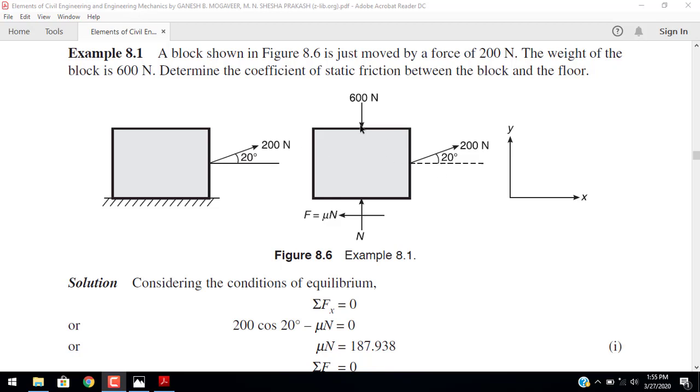Next let us consider the free body diagram of this block. With respect to this block, 600 Newton will be acting in the downward direction, that is the self weight of the block. The 200 Newton is acting towards the right as per the given figure. As the block tends to move towards the right side, the frictional force will be developed in the opposite direction, that is towards the left side. N represents the normal reaction as the block is in contact with the surface at the bottom. Here the frictional force is equal to mu into N. This is defined by the coefficient of friction mu equal to F by N.